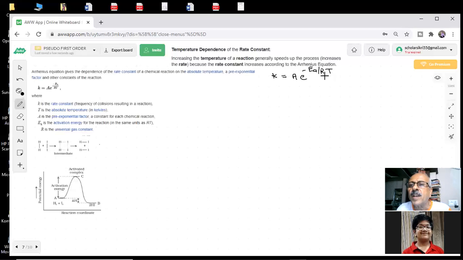So R is a gas constant, EA is my activation energy, T is the temperature, this is the exponential factor. And A is a constant, the pre-exponential factor for a reaction. So we have two things here. This is my pre-exponential factor and this is my exponential factor, students. Pre means coming before. Pre-exponential factor.